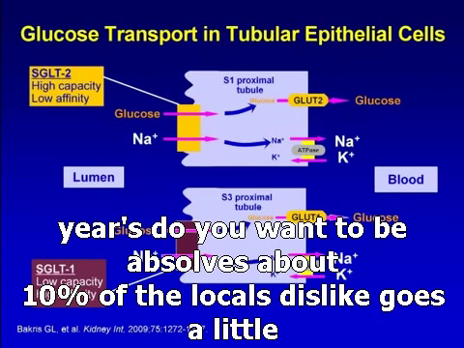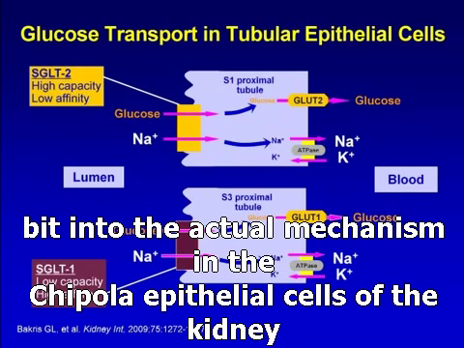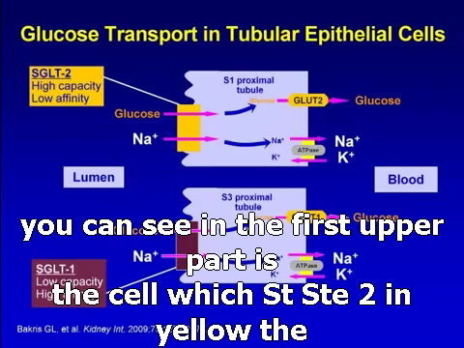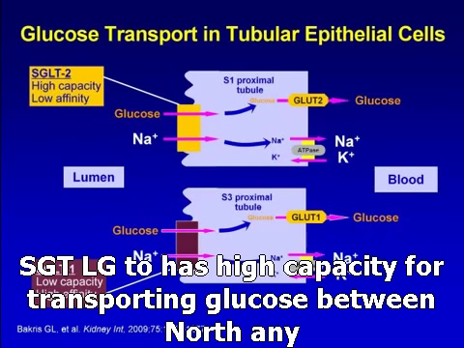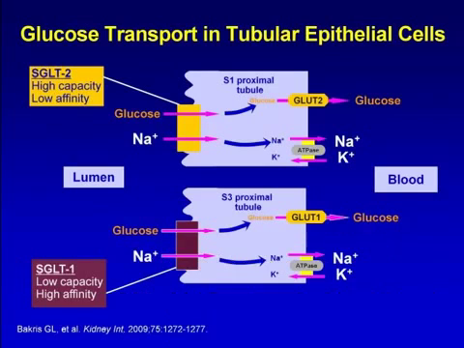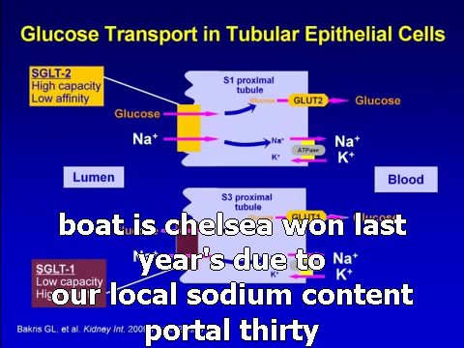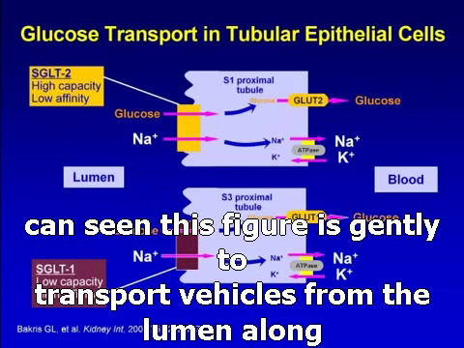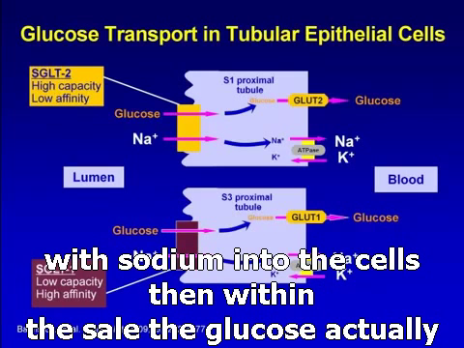This slide goes a little bit into the actual mechanism in the tubular epithelial cells of the kidney. You can see in the first upper part is the cell which shows SGLT2 in yellow. The SGLT2 has a high capacity for transporting glucose but a low affinity. Both SGLT1 and SGLT2 are glucose-sodium cotransporters. So as you can see in this figure, SGLT2 transports glucose from the lumen along with sodium into the cell.